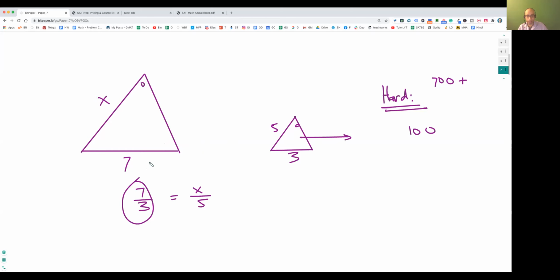Now 7/3, this over this, is equal to x/5, and we are almost running out of time. Bear with me. This class will stretch for just a few minutes. Thanks for your time. Stay with me. It's going to be very helpful.